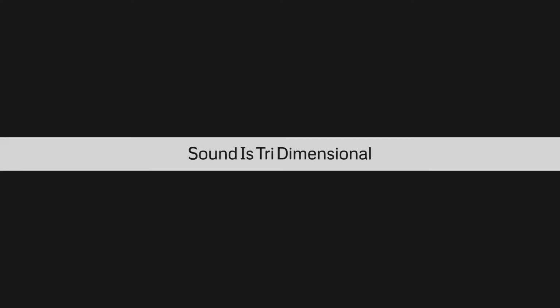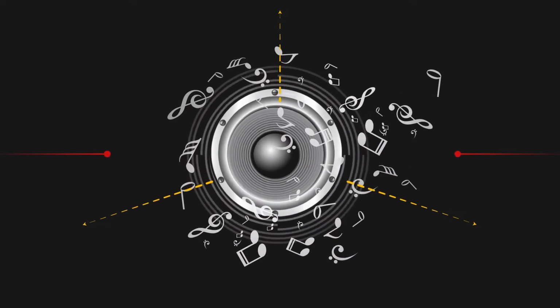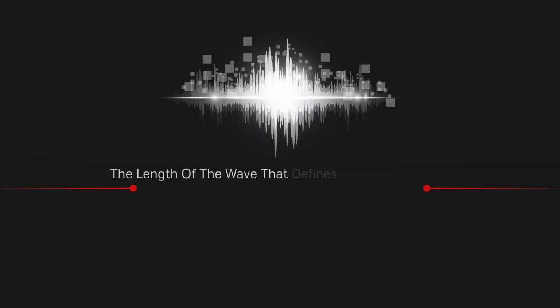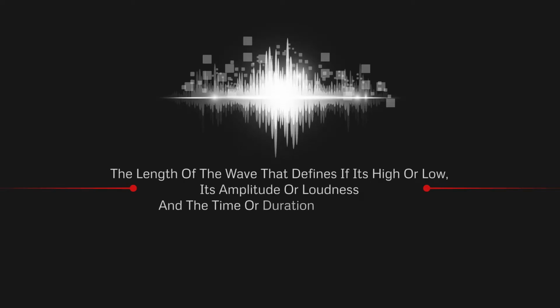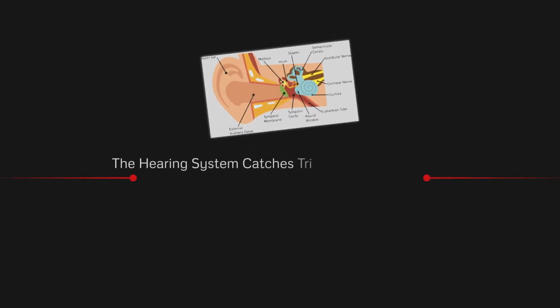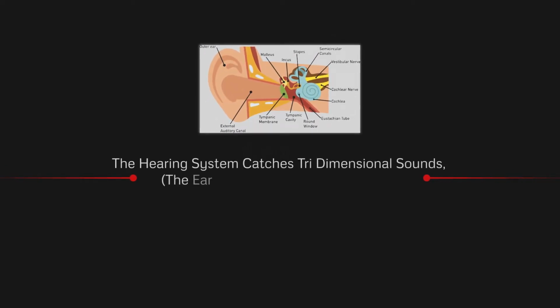Sound is tridimensional. Sound has 3 dimensions: the length of the wave that defines if it's high or low, its amplitude or loudness, and the time or duration of the sound. The hearing system catches tridimensional sounds.